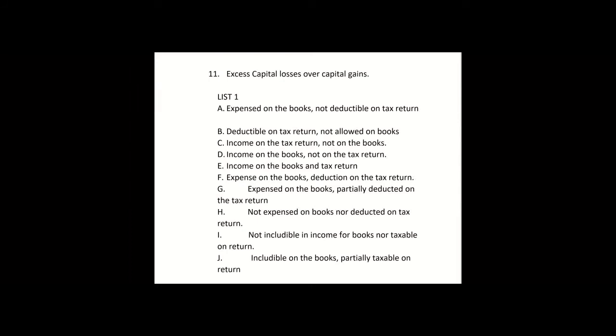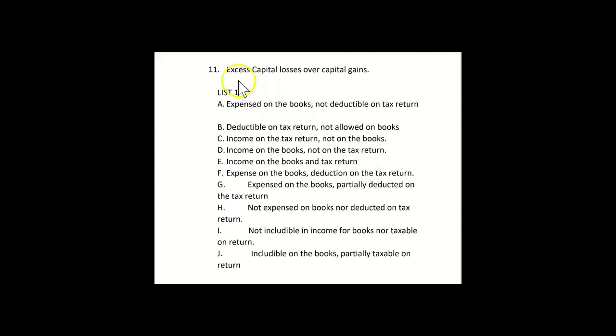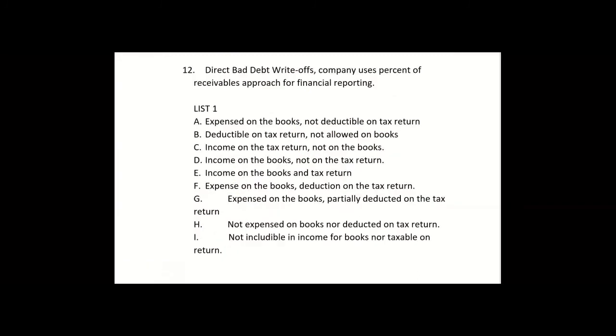Number 11, excess capital losses over capital gains. So the corporation must have sold maybe some stock that it held as an investment, and it lost money. Well, on the financial statements, that capital loss is expensed immediately. But what about on the tax return? Can a corporation deduct capital losses in excess of capital gains in the same year? No. They can only use capital losses to offset capital gains. Therefore, the excess capital loss is not deducted on the tax return, but it was expensed on the books. So A, expensed on the books, not deductible on the tax return. A is the answer.